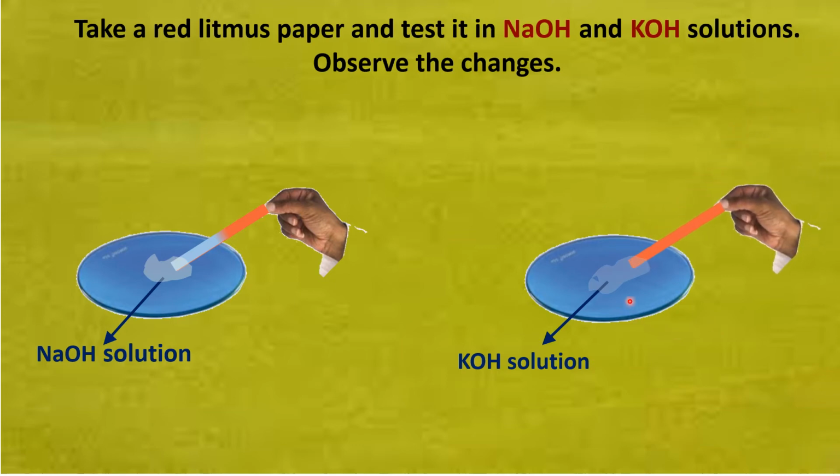Okay, so now I'll keep it in potassium hydroxide solution. This is a red litmus paper. Now we'll wait for a few seconds. Yes, see, it is changing to blue color again here also. Here in sodium hydroxide solution, it has changed to blue color. Red litmus paper changed to blue color. And even here in potassium hydroxide solution also, red litmus paper has changed to the blue color.